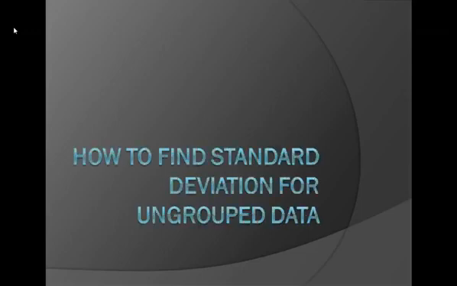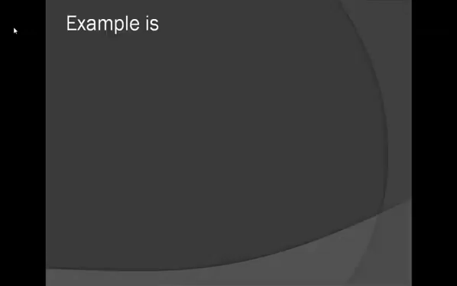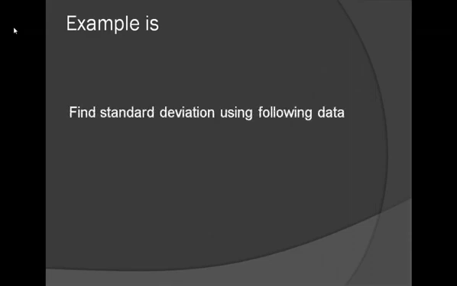We are going to study how to find standard deviation for ungrouped data. And the example is: find standard deviation using data. Data is 2. First observation in the data is 2. Second observation is 3. Third observation is 5. Fourth observation is 4. And last observation is 1.